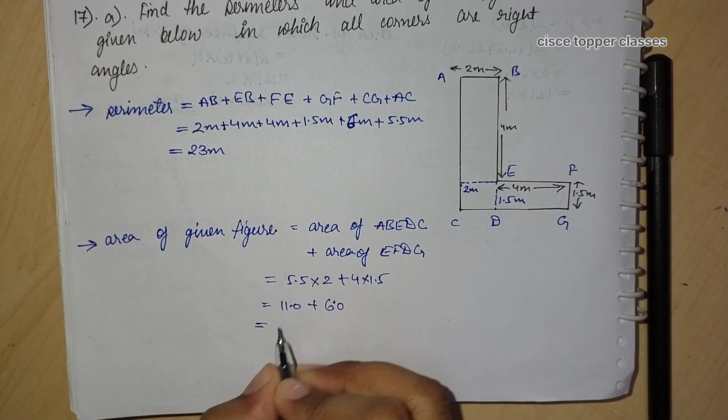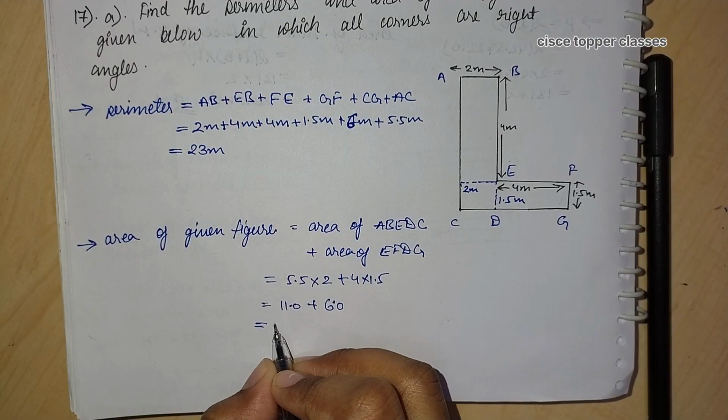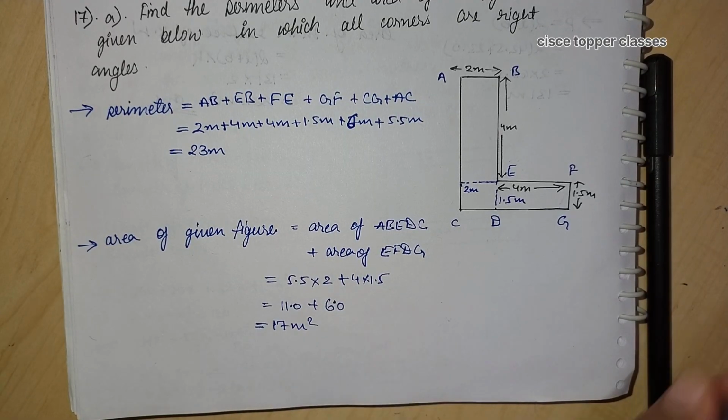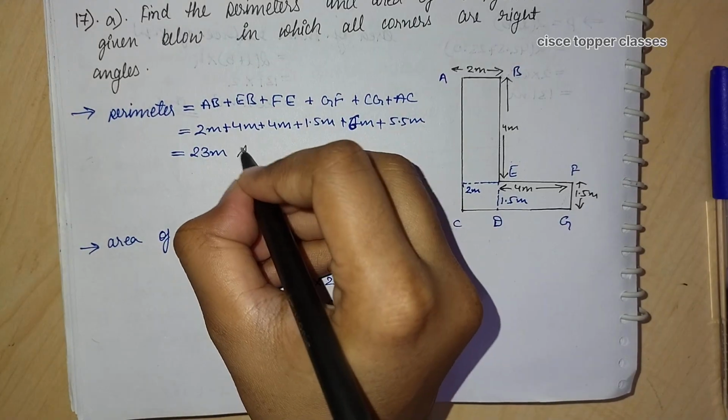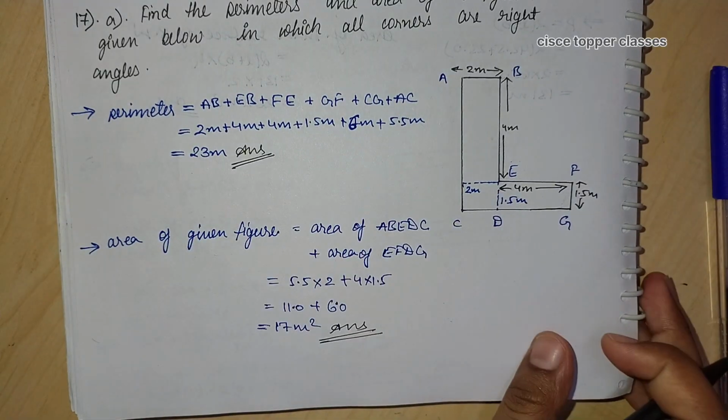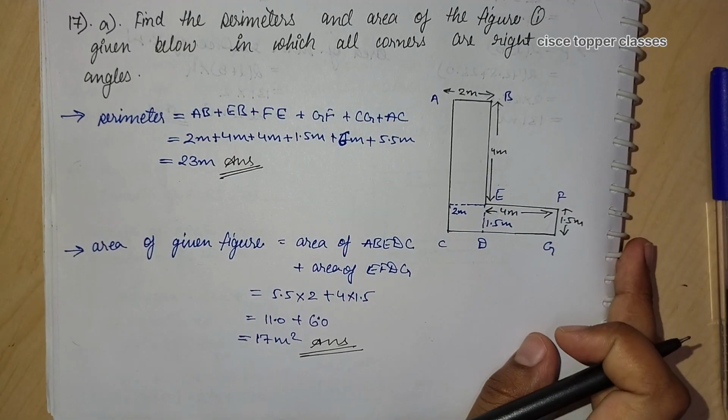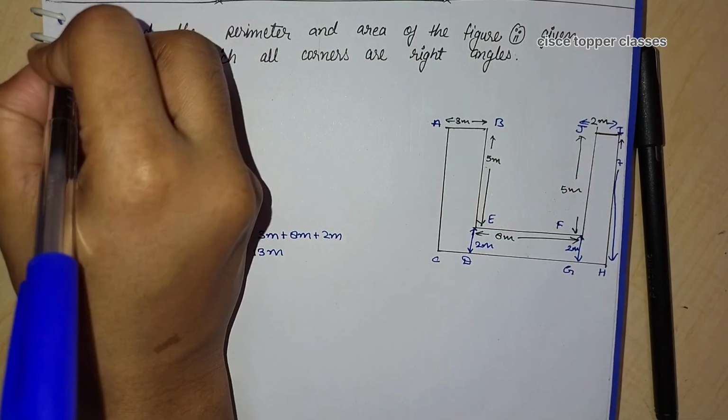We will just put a point, meaning 11 plus 6. 11 plus 6 will be 17 meters square. So this is the final answer in this question, and this is the perimeter of this question. So this is the solution of the first part of question 17. Let us solve the second part of question 17.